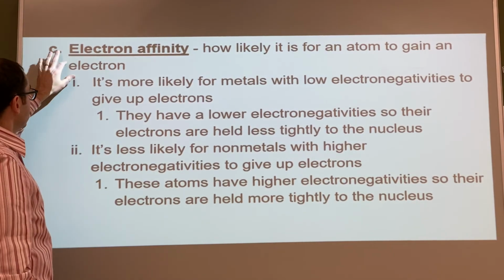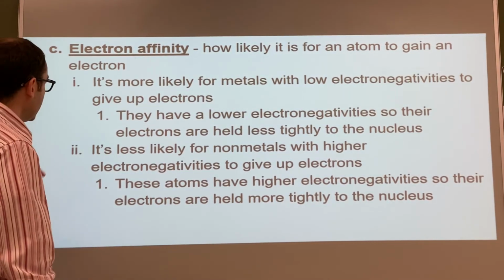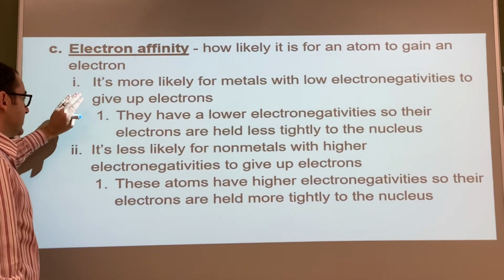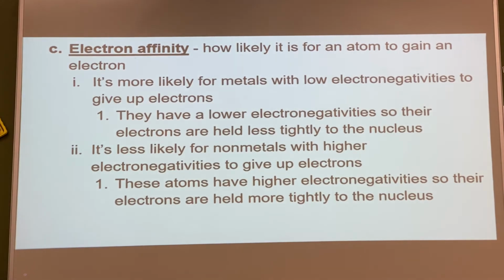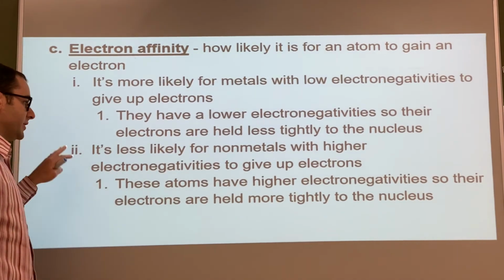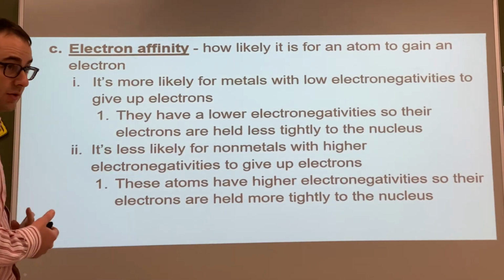The last thing we're going to talk about right here is electron affinity, and that's how likely it is for an atom to gain an electron. It's more likely for metals with low electronegativities to give up electrons. They have a low electronegativity, so their electrons are held less tightly. It's less likely for nonmetals with higher electronegativities to give up electrons. These atoms have higher electronegativities, so their electrons are held more tightly to the nucleus.